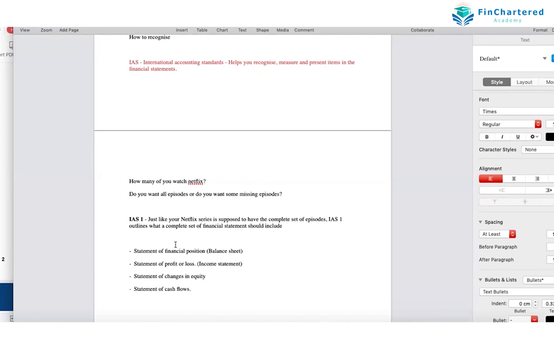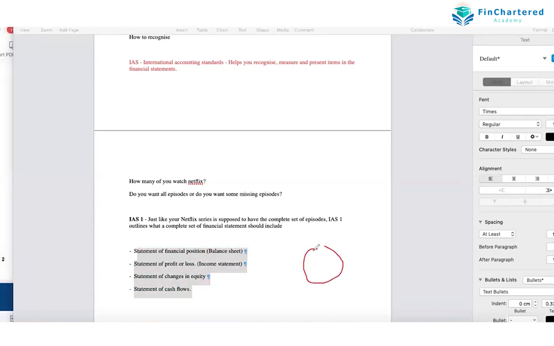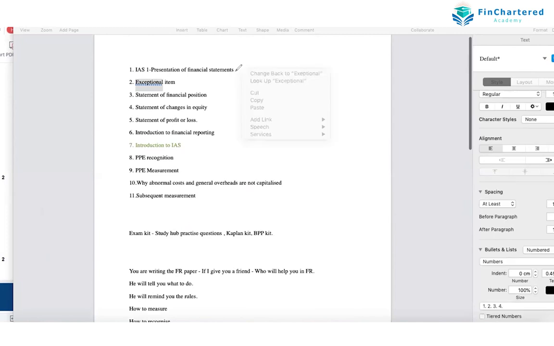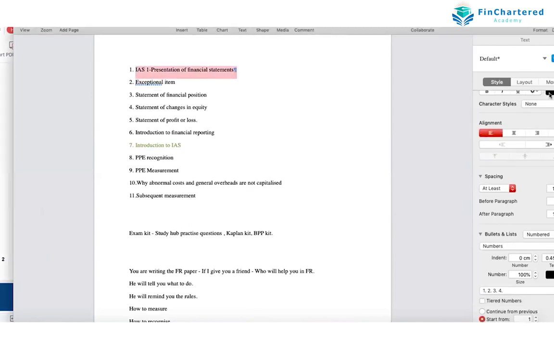It outlines it. And again, it is a friend for you who is coming and telling you, see, this is a friend for you. This guy is coming and helping you and saying that you need all these things for a complete set of financial statements. So again, this is your friend, IS1. He's telling you that you need to make sure that all this is there. With which, this part is done. IS1, presentation of financial statements, is done.